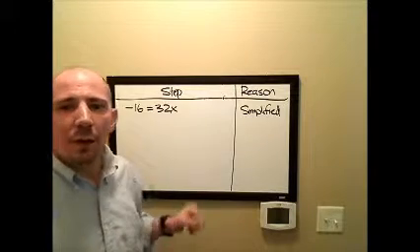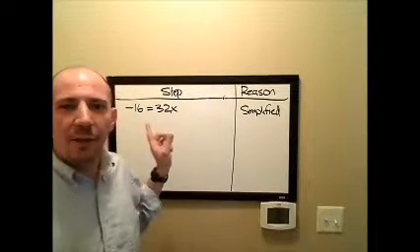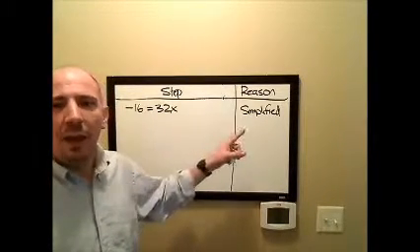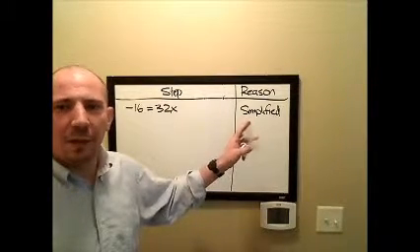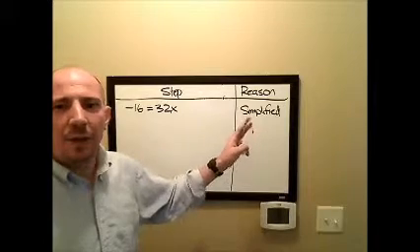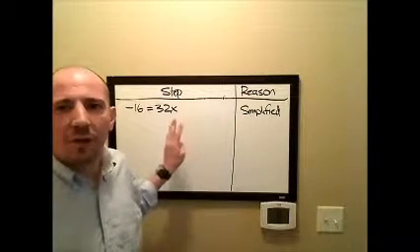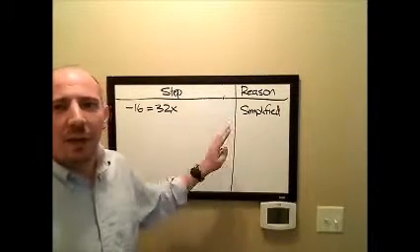Okay, I'm going to keep going right here. I've got negative 16 is equal to 32x. And the reason for this, I always like to write a reason. I usually don't write this particular reason, which is simplified, but I'm going to write it here just so I have something to start with. So this is simplified from the last step.